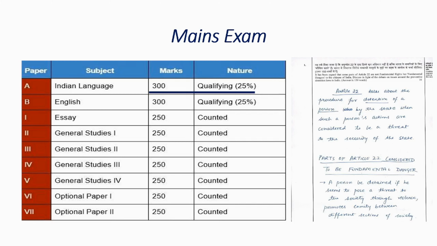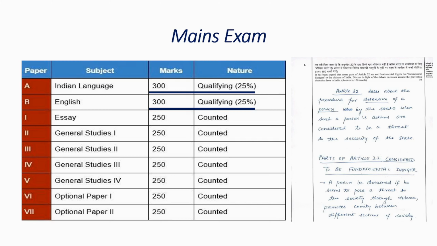Same with paper B, English: total marks are 300 and it is qualifying in nature. You should just score 25%, that is 75 marks. So your basic English is tested. You don't need to be an expert in these 2 language papers. You don't need to be a scholar. You should just prove that you know basic communication, that you can understand basic English and communicate in it. That is the intent here. Hope you have understood the concept of the 2 language papers. We will see the syllabus of the language papers also.